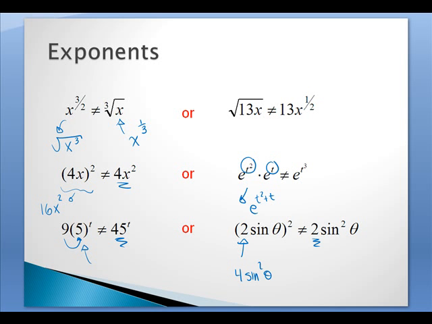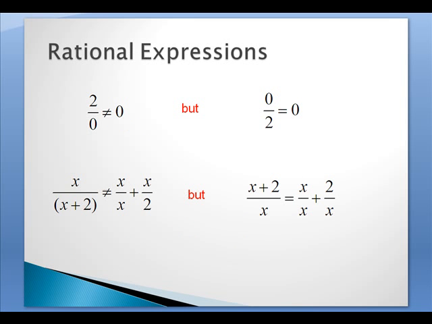Now with rational expressions, dividing by the number 0 does not equal 0. So 2 or any number divided by 0 actually does not exist. So it does not equal 0. Left-hand side here does not exist. But 0 divided by a number actually does equal 0. So 0 divided by any value would equal 0.